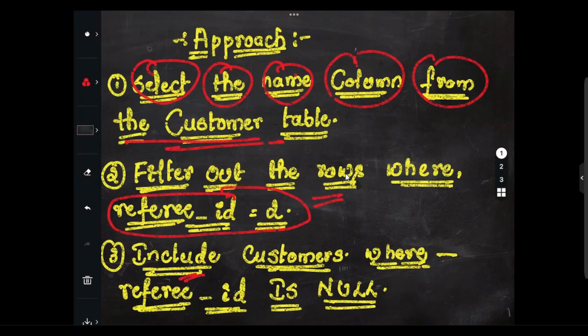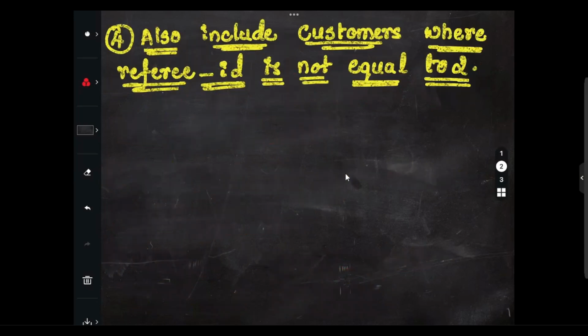The third step is that we will include customers where referee ID is null. Finally, we will also include customers where referee ID is not equal to 2. So let's start writing the query now.